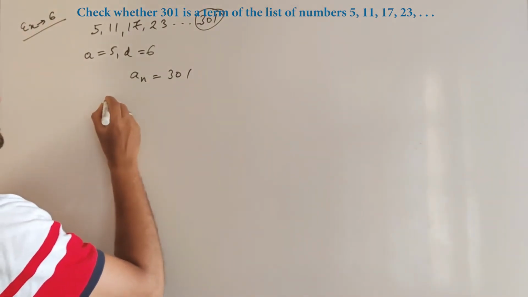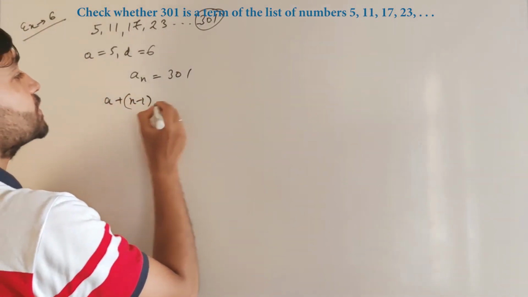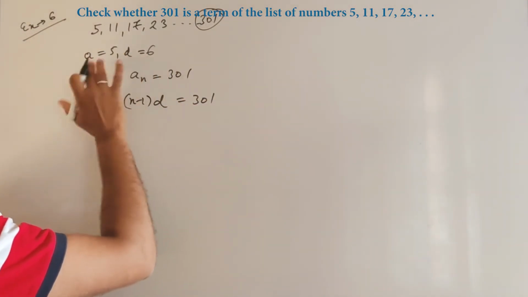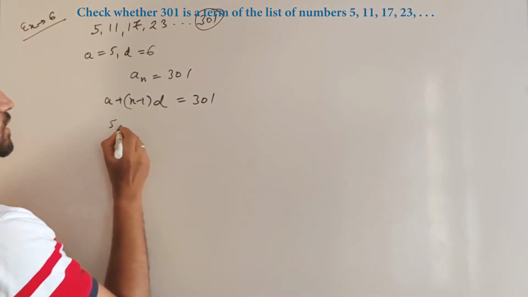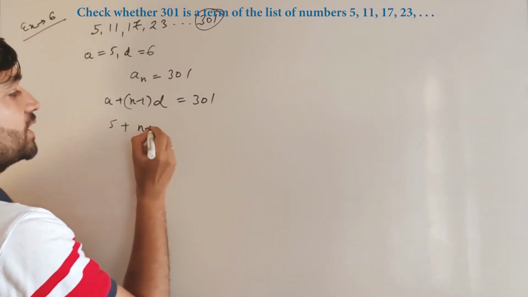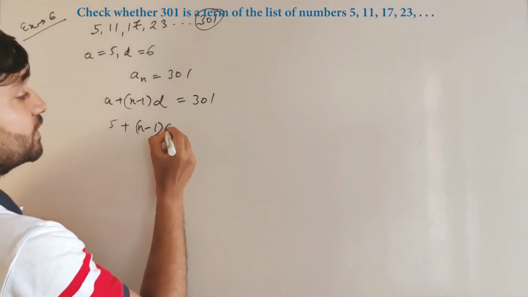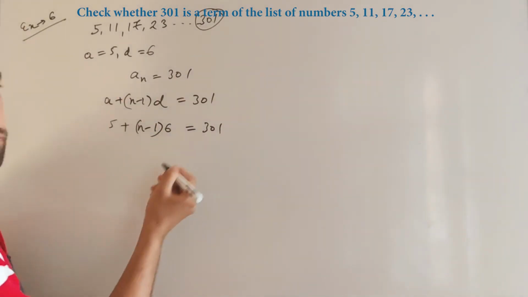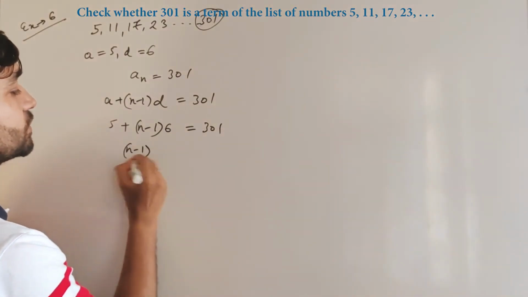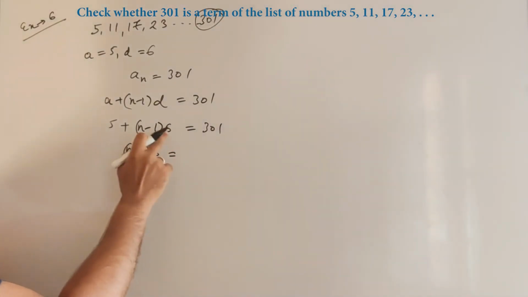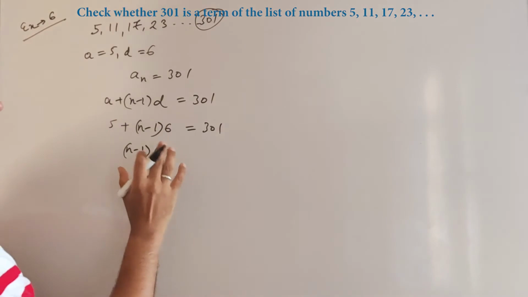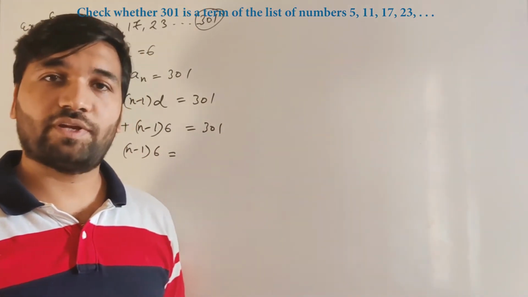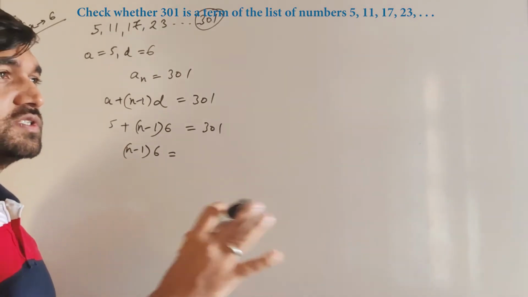AN, we know the formula: A plus n minus 1 into d is 301. We have written down the A and D values, so I'll just substitute here. 5 plus n minus 1 into the common difference 6 is 301. So this 5, I take it to the other side. It's important you don't multiply 6 with this bracket. We would like to do simpler calculations, so we want to do smart steps.